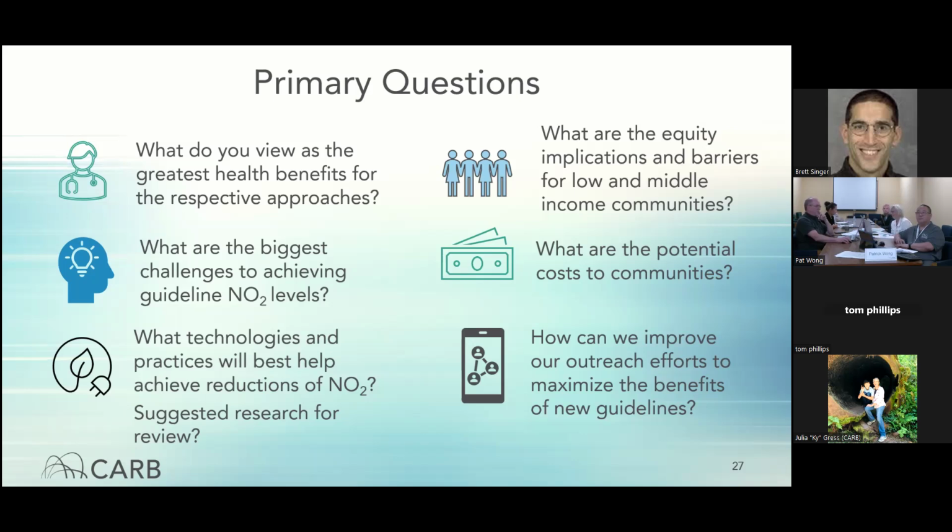Okay, last question that's currently in the Q&A. Could you please repeat the reasoning behind showing alternative approaches to guideline development? Which approach is CARB anticipating to take?